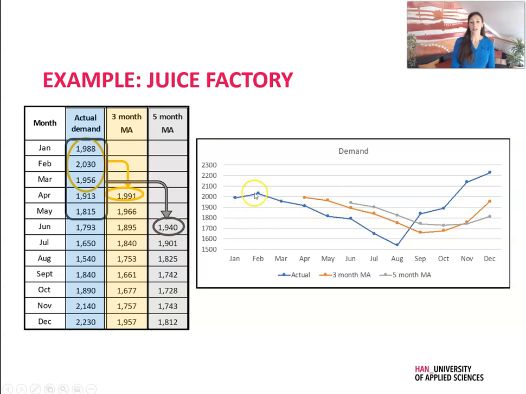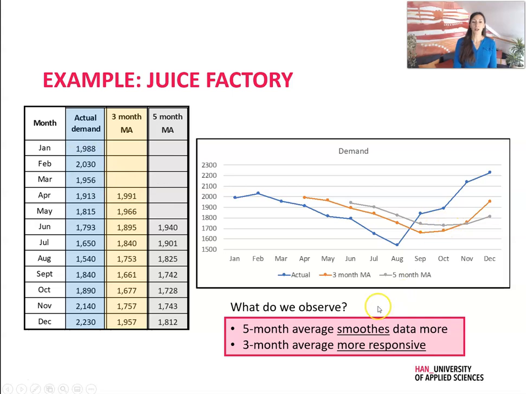And what you notice is that we're trying to predict as accurately as possible the blue line, what actually happens. And what you see is that the orange line follows the blue line much more closely than the gray one. What we're saying is that the 5-month average smooths the data more. So when there is a change in trend, like here, going down and then going up, a larger number of months used in your average reacts less to these changes. So it smooths the data more.